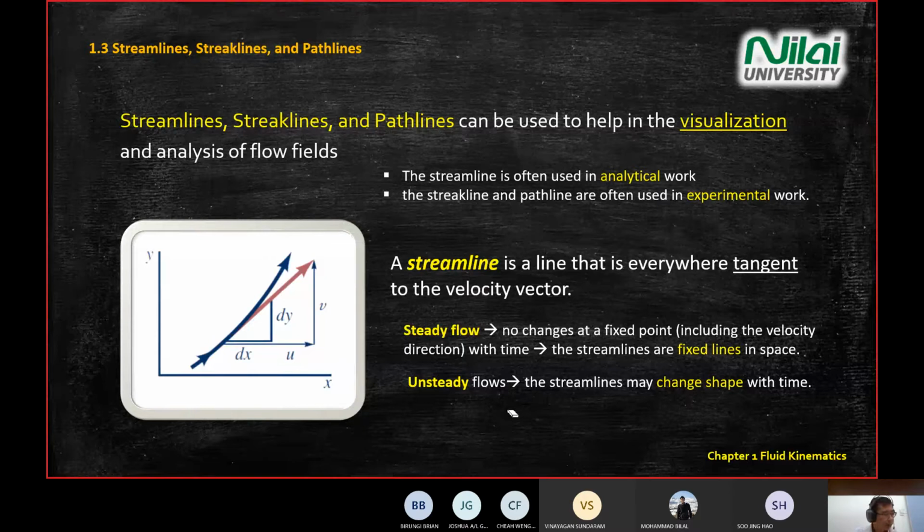Right. So in your tutorial, you have a question there. What happened in the steady flow streamline? If you have a steady flow in streamlines, then they are fixed. If you have an unsteady flow, then the streamline will change shape.